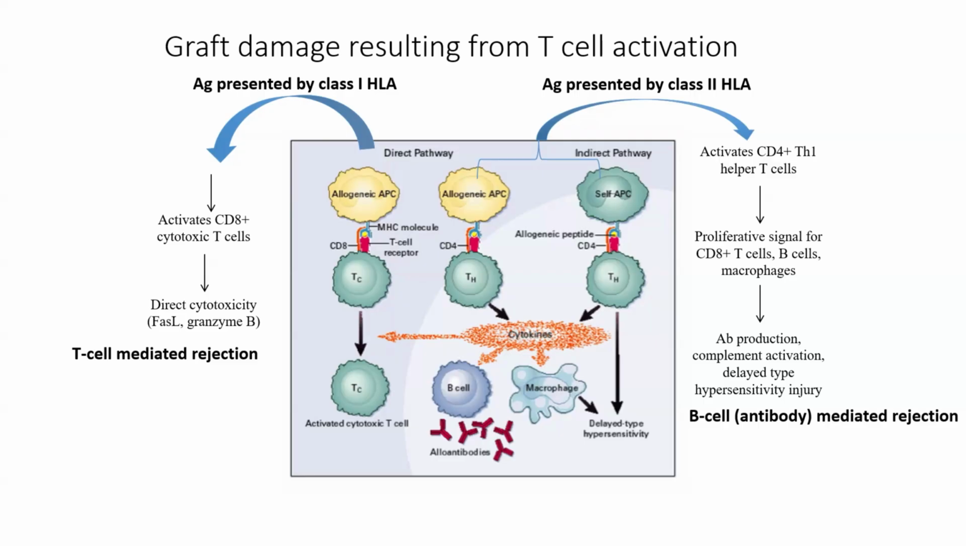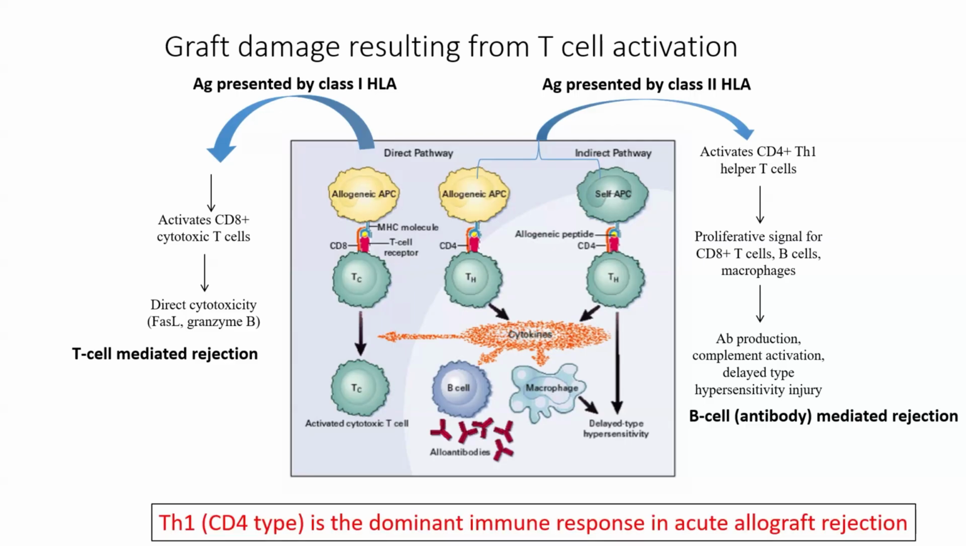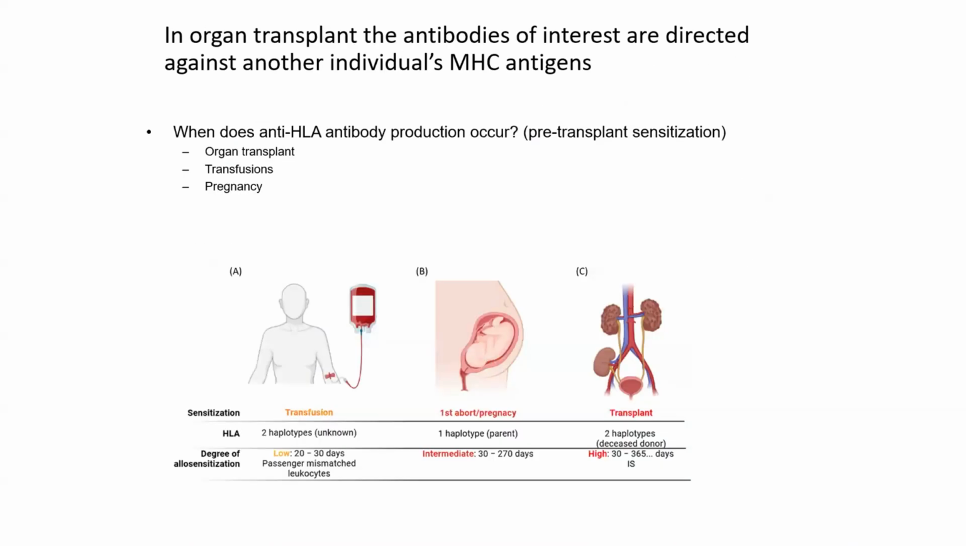They call this a delayed type hypersensitivity reaction. That's how allergy and immunology refers to these, but it's essentially saying that you are generating this large reaction to make antibodies, and I'll go over why that's important for the long term as well. The predominant immune response in rejection is Th1, which is a CD4 type reaction. And that I think is another thing they wanted you to know for your boards.